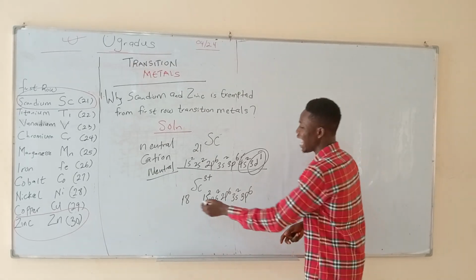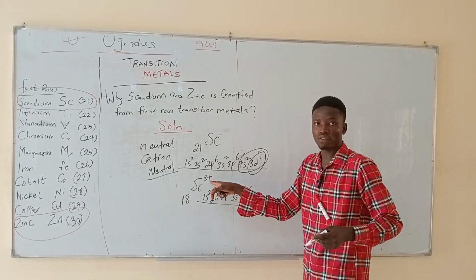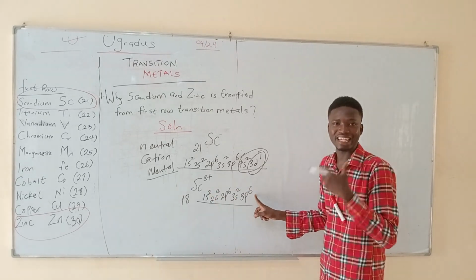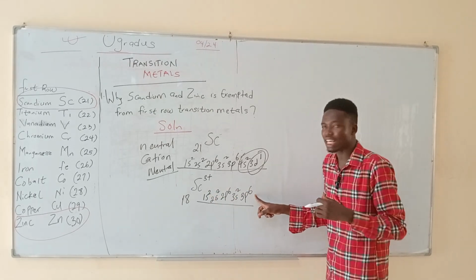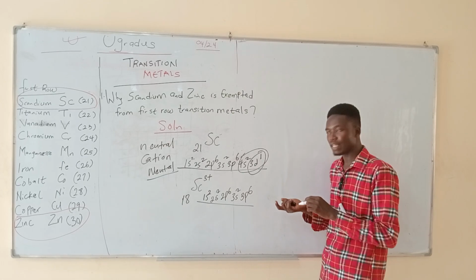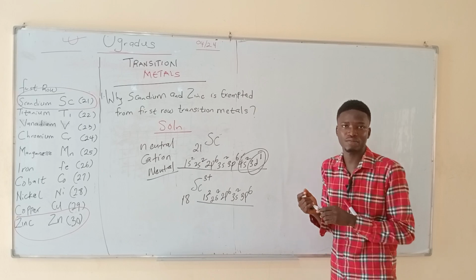You see? So at this cationic state of 3+ for scandium, it has disobeyed the rule of being a transition metal, because it does not even have any electron in the d orbital. Do you get it? So please stay tuned. I'm going to explain zinc in the next video. Thank you.